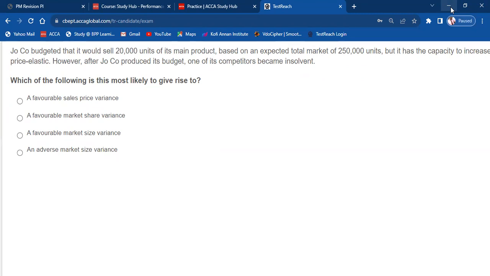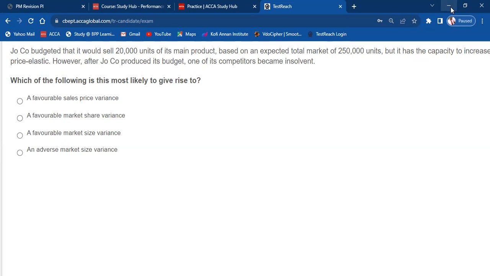The examiner is testing your understanding of sales price, market share, market size variances. Well, with a sales price variance, you are selling at a higher price than budgeted. So you earn more money coming from price. That's a favorable sales price variance. Is the situation described above going to lead to that? With a market share variance, you're going to have a bigger share of the market. Favorable, bigger share of the market. Yes. My answer will be B.